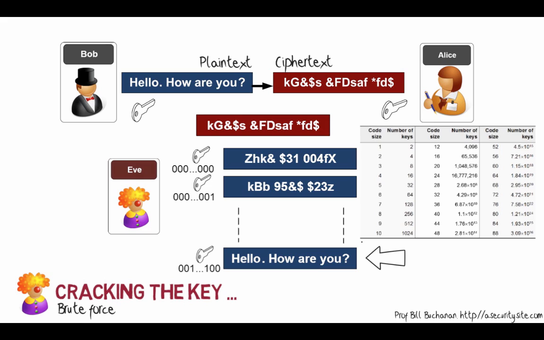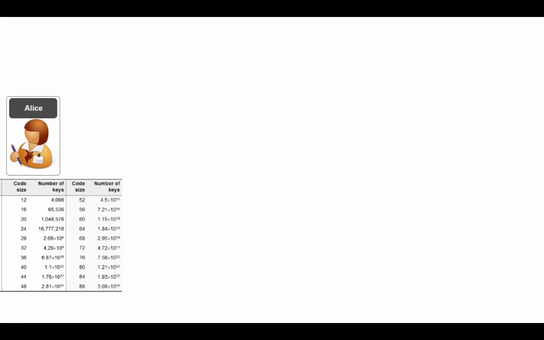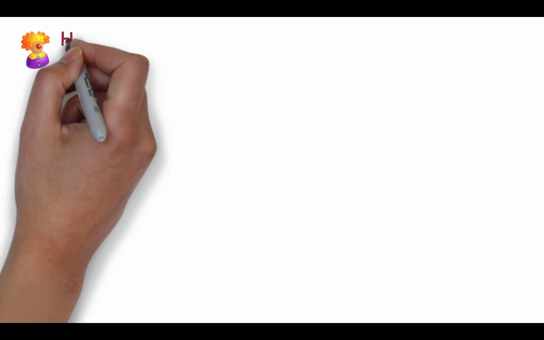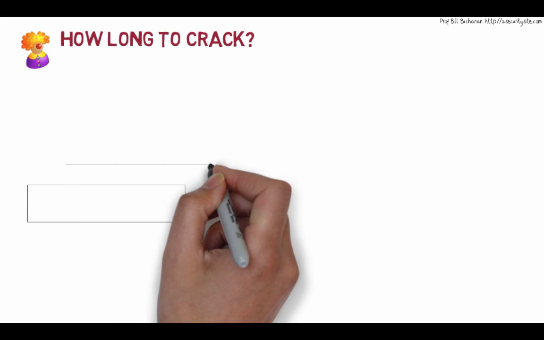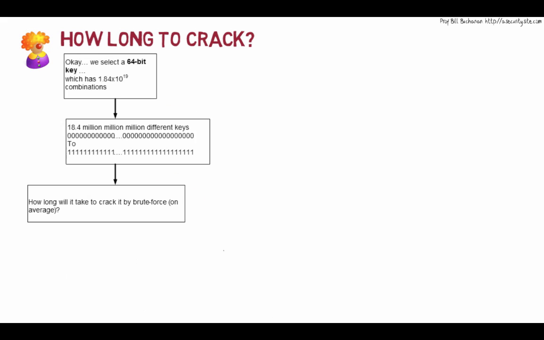Okay, so every bit that we add to our key, we make it twice as difficult to crack. Okay, so let's look at how long it's going to take us to be able to crack through brute force. Let's take an example. Let's say a 64-bit key. It's 1.84 with 19 zeros. Okay, that's 18.4 million keys. It's a lot of keys. How long will it take us on average?